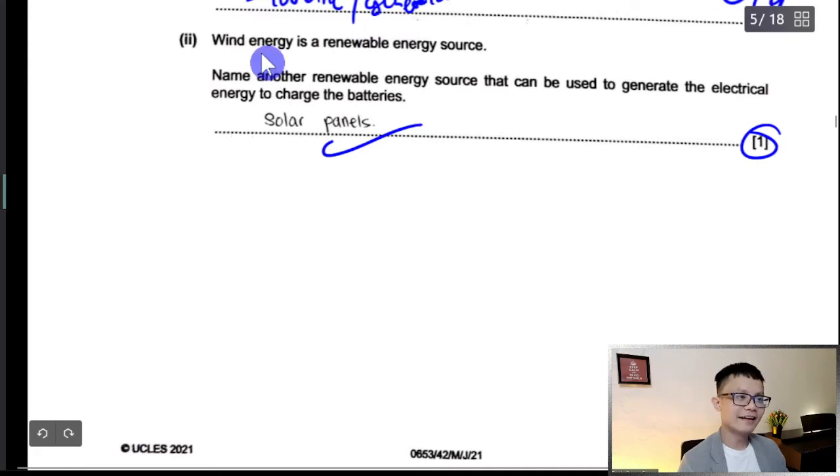Wind energy is a renewable energy. This one should be doable. This one is, I think, an 11-year-old question. Other than wind energy, we have solar energy and hydroelectric energy.